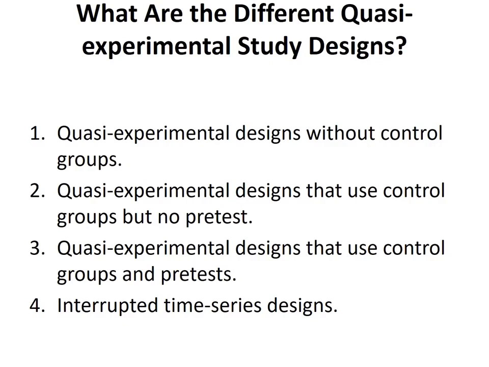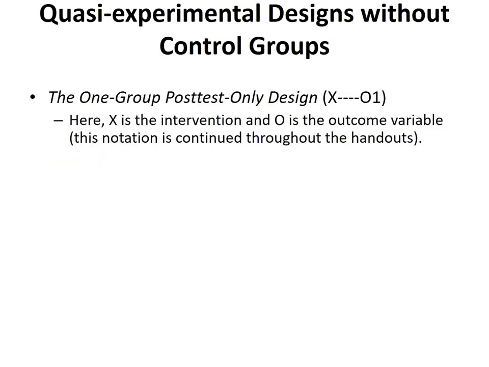What are the different quasi-experimental study designs? Quasi-experimental design without control group, which is the weakest design. Quasi-experiment designs that use control groups but no pretest. Quasi-experimental design that use control group and pretest, and interrupted time series designs. First, the quasi-experiment design without control groups.